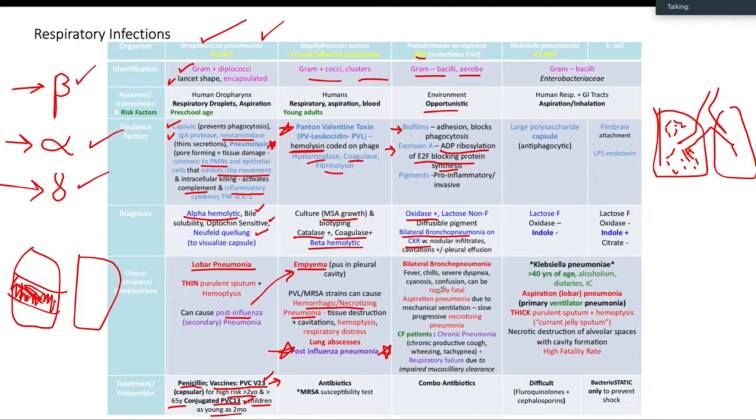We can have aspiration pneumonia due to mechanical ventilation, right? You have to talk about ventilator-associated pneumonia. There are different types of pneumonia that are associated with patients on ventilators.